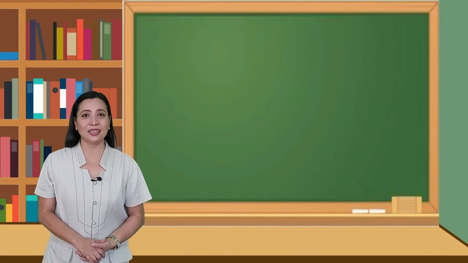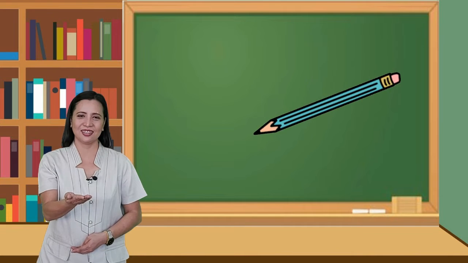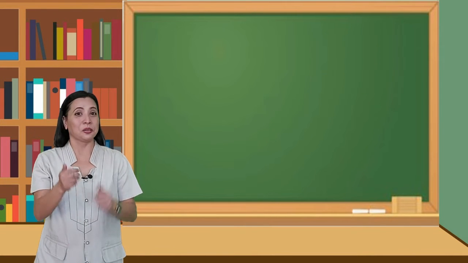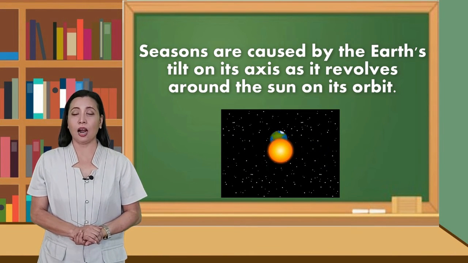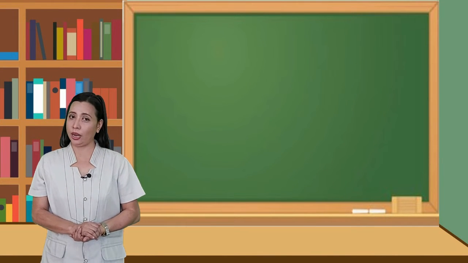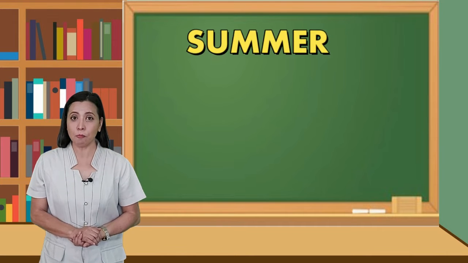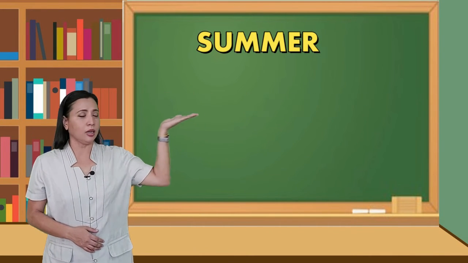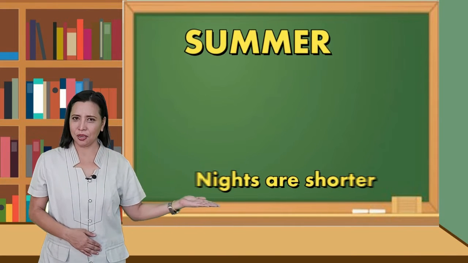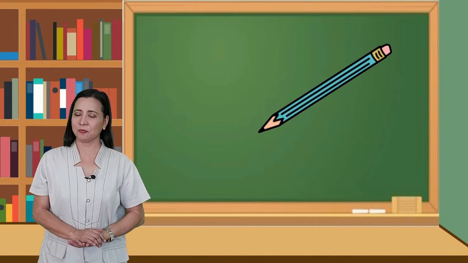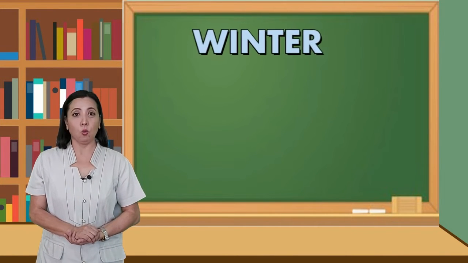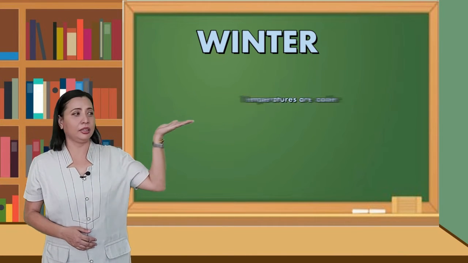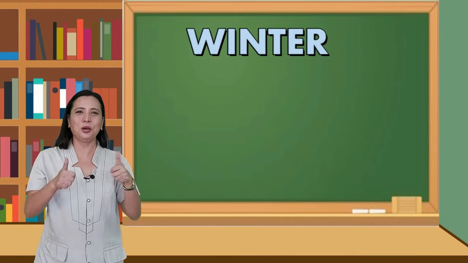So what causes seasons? Great! Seasons are caused by Earth's tilt on its axis as it revolves around the Sun on its orbit. When one hemisphere gets more direct sunlight, it's summer. Temperatures are warmer, days are longer, nights are shorter. How about during winter? Correct! When it gets more indirect sunlight, it's winter. Temperatures are cooler, days are shorter, nights are longer. Good job, Synaptics!